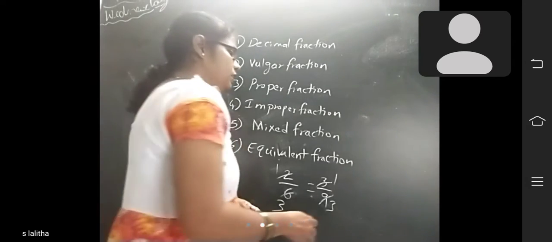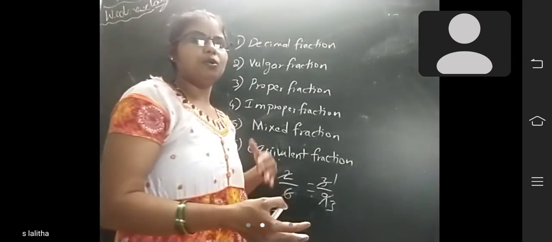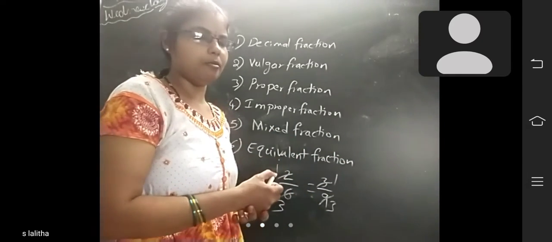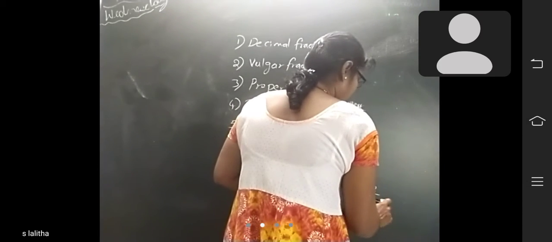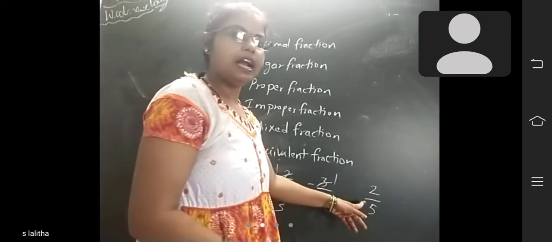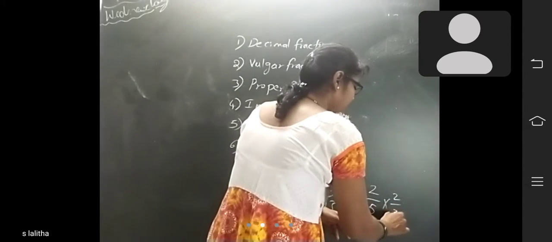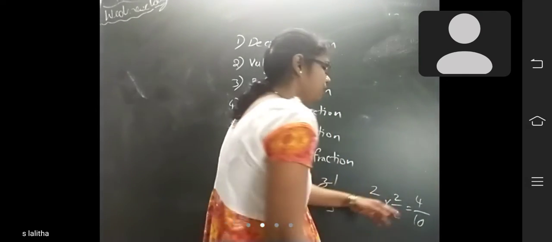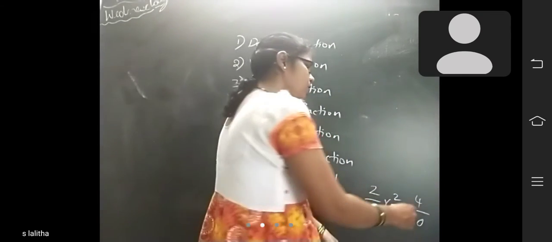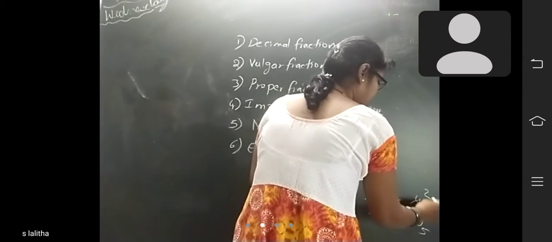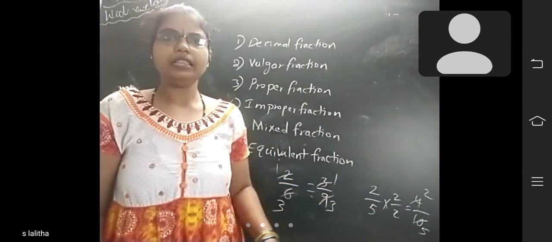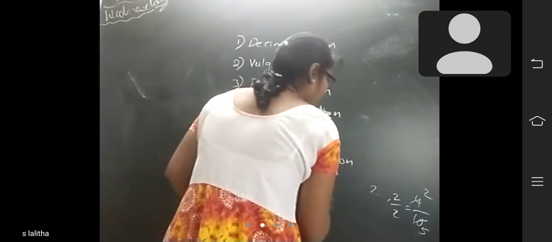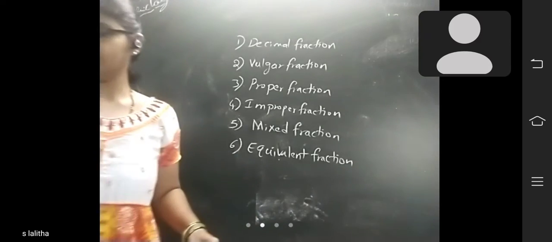Equivalent fractions can be made by multiplying with the same number both numerator and denominator, or dividing with the same number both numerator and denominator. Suppose see 2 by 5 is there. You can multiply with same number both numerator and denominator. What will you get? 2 2s are 4, 5 2s are 10, 4 by 10. You can convert into lowest fraction. 2 2s are 4, 2 5s are 10, 2 by 5 you will get. Okay? Like that you have to write the equivalent fractions. Fractions having the same value are called equivalent fractions.